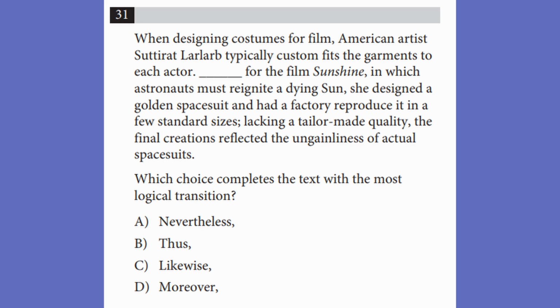So the logical transition question is the other very prominent question near the end of the reading module. You basically just have to read the sentences or the parts of a sentence around the blank, figure out the relationship between those two parts, and then connect them with the correct transition word that establishes that relationship. I'd recommend reading those two parts and coming up with your own transition word in your head, and then reading the answer choices to see what matches. And knowing how all these transition words are used is a really good place to start.